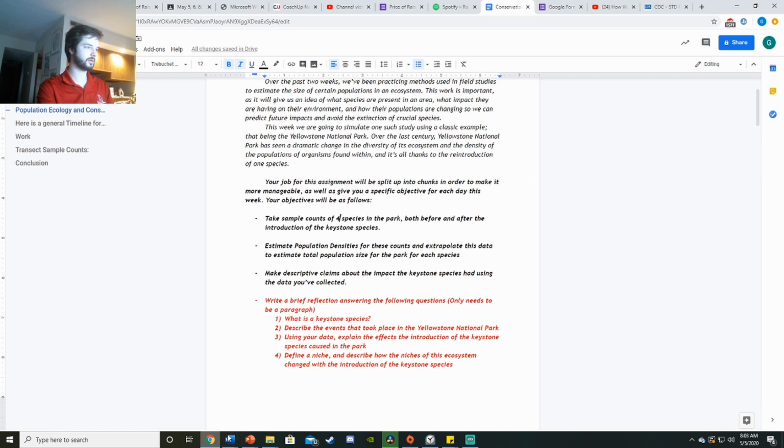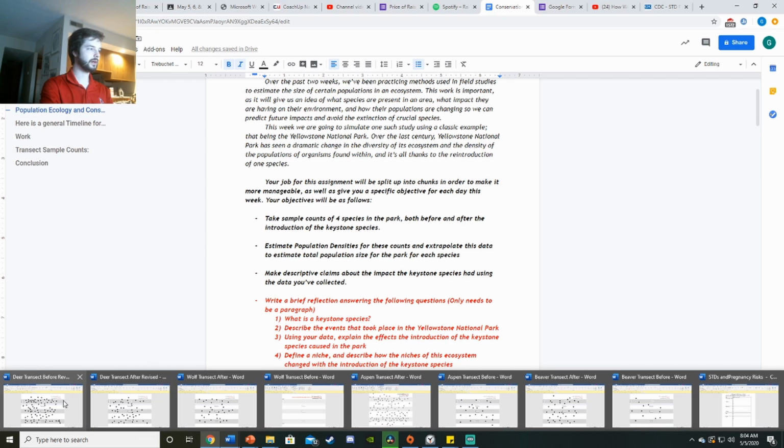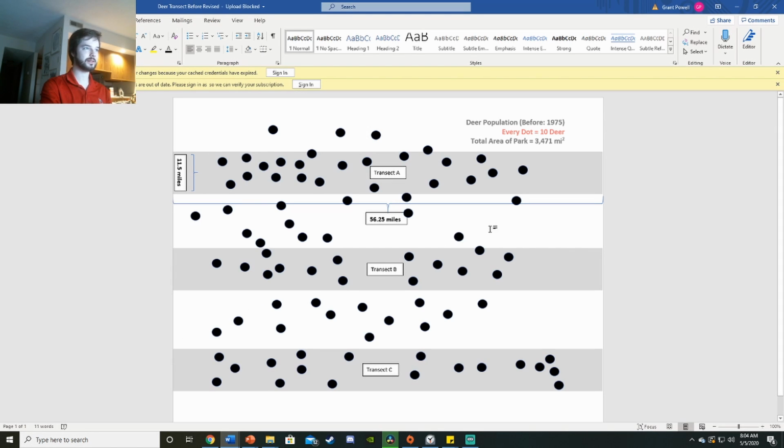So let me go back to the thing so I can finish explaining it. You're going to take your sample counts. You're going to estimate population density, which again, all you do is you take the number that you counted and divide that by the area of the transect. So again, if it was 30, you have 300 deer, it's going to be 300 deer over whatever the area of that transect is. You're going to estimate population densities for these counts and extrapolate that data to get the estimated total. So you're going to get the density of the transect, so then you can apply that to the entire park, because it would be really tedious for researchers to go through the entire park and count everything. That's the purpose of what this is for.